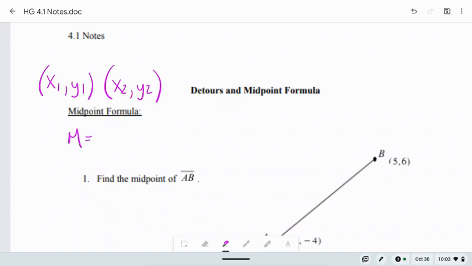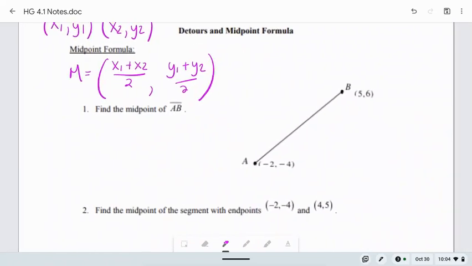So I'm going to say M stands for midpoint would equal x1 plus x2 divided by 2, comma, y1 plus y2 divided by 2. So essentially, you're just adding the x coordinates together and dividing those by 2, and then adding the y coordinates together and dividing those by 2. So let's try some examples here.